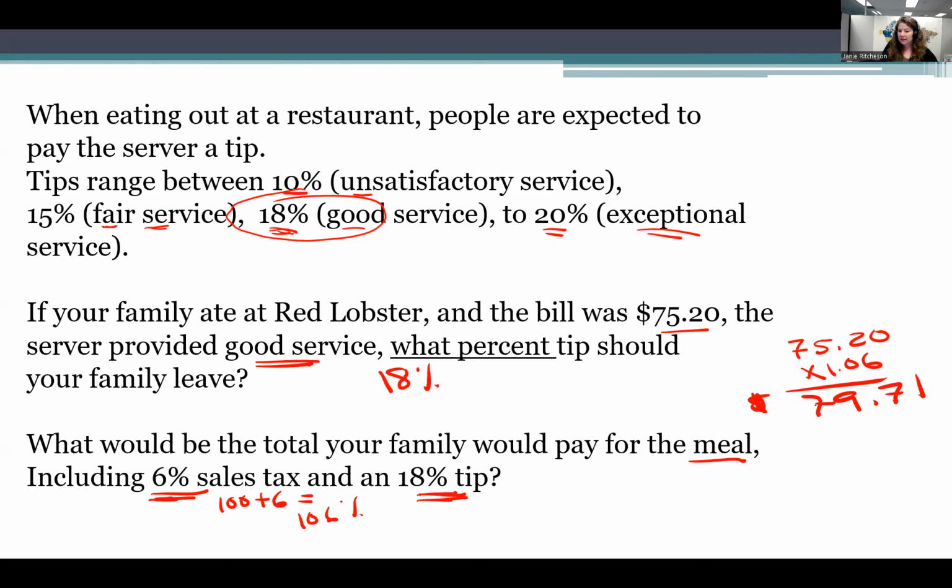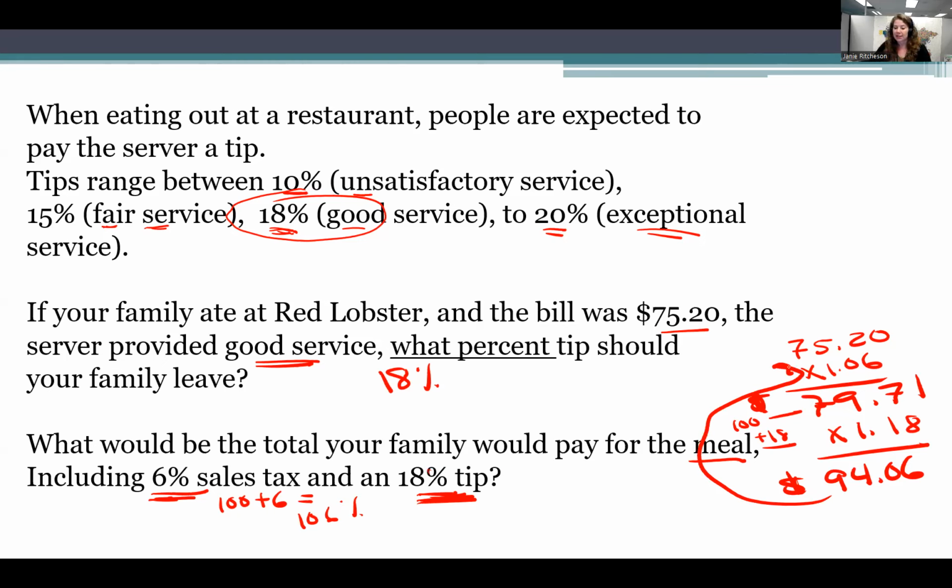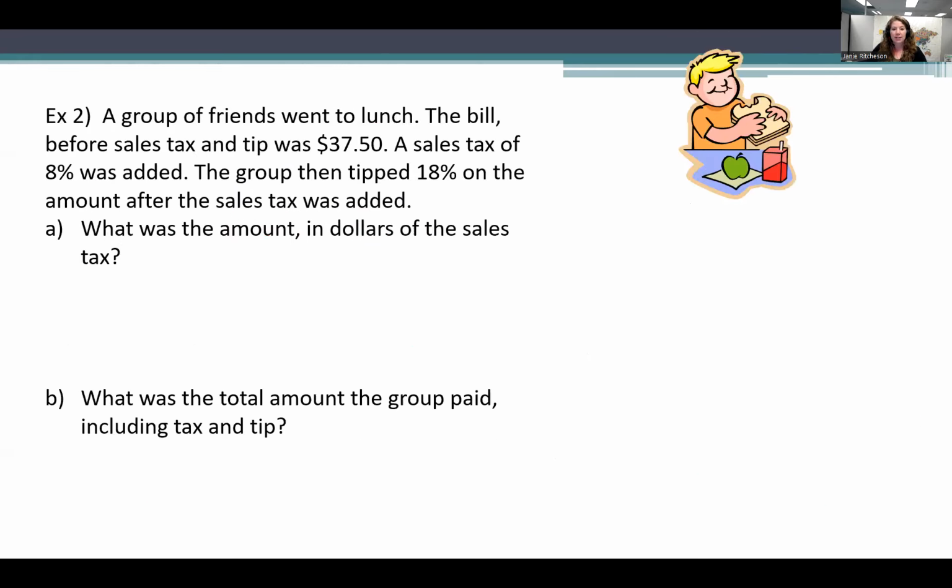$79.71. Okay, now we need to find the total with the tip. So now this is 100% of our price, plus we're going to pay 18% more. So now we're going to pay 118% of $79.71. And our total with tip and sales tax would be $94.06. So that adds a lot, guys. That adds a lot to a meal after you pay sales tax and tip. So just remember that when you start going out to eat on your own, when you start making your own money, you do have to pay sales tax and you have to leave a tip.